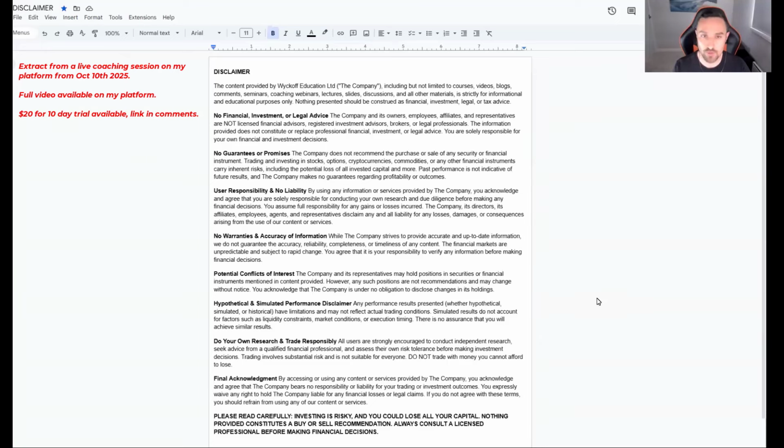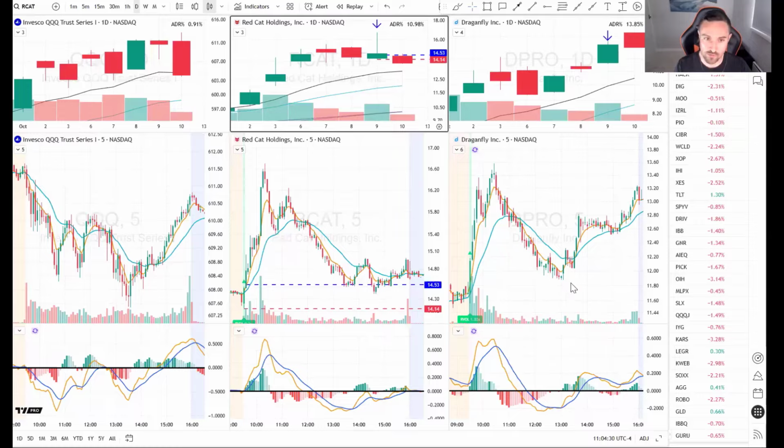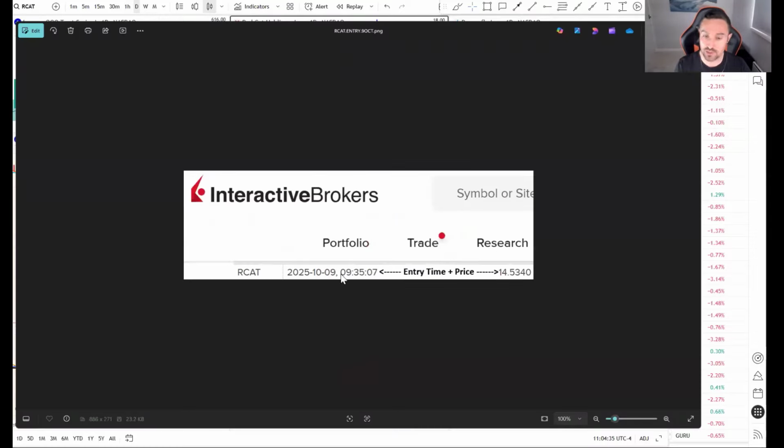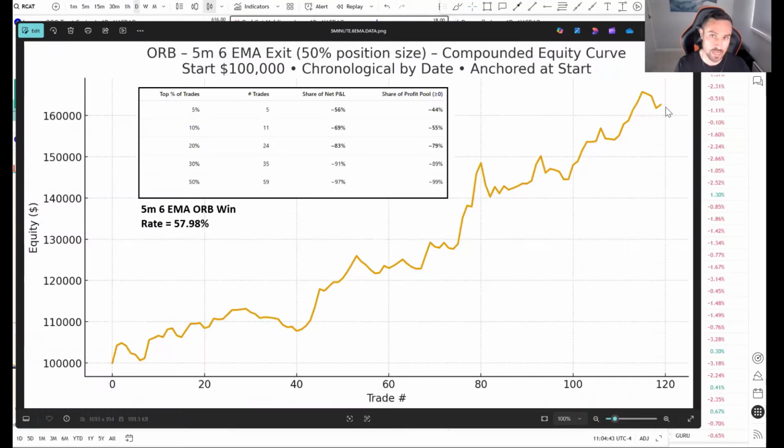Today's date is the 10th of October 2025. What we're going to do in this session is focus on 5-minute opening range breakouts as a new indicator that I coded on TradingView, and I'm going to take you through one of my recent trades in Redcat, and then share some data with you on 5-minute ORBs as well. That trade was from the 9th of October. Entry price is $14.53. We'll then go through some of this data as well.